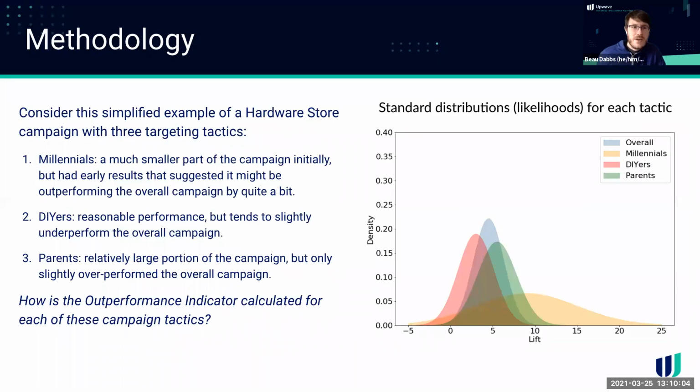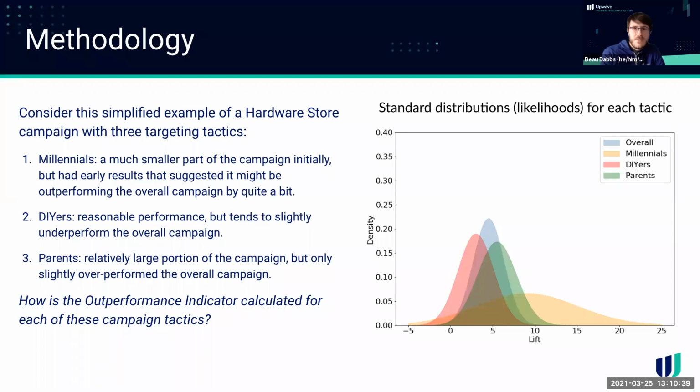To show you how our outperformance indicators are calculated, we will use a simplified example of a hardware store campaign with 3 targeting tactics. The first is millennials, which is a small part of the overall campaign, but has a relatively large lift estimate. So you can see this on the right, where the orange distribution has a center point around 10 percentage points, but has a really wide distribution, representing our uncertainty due to the small sample size. So you can think of each of these curves on the right as representing a distribution over where the true lift value for each of these tactics might be using traditional statistics.